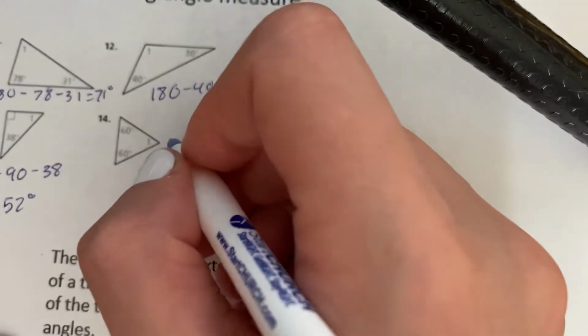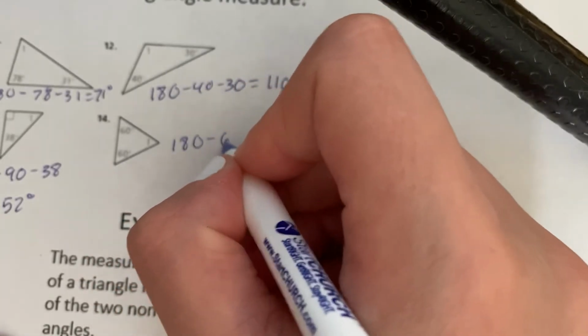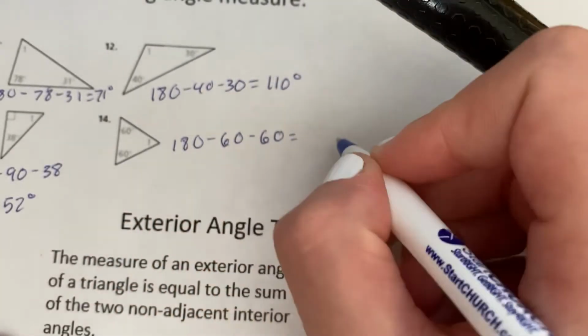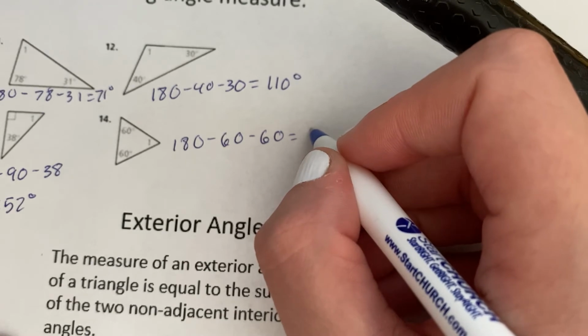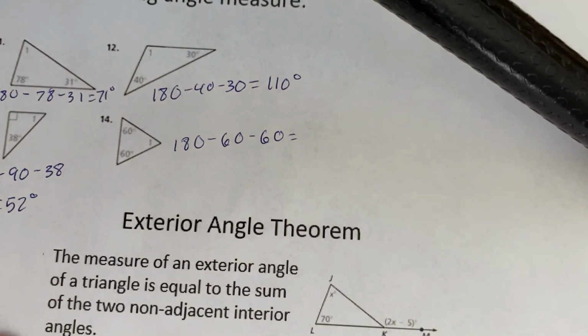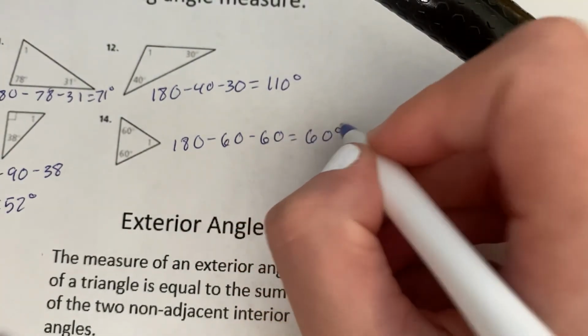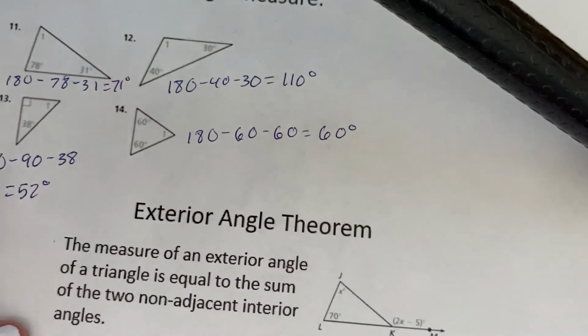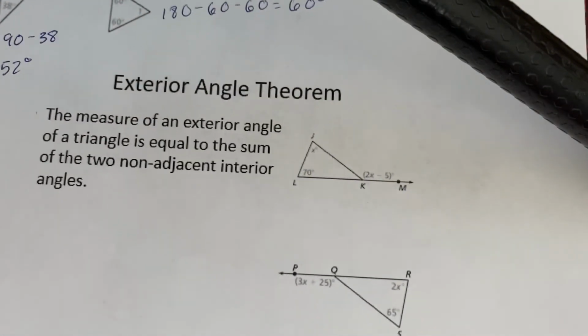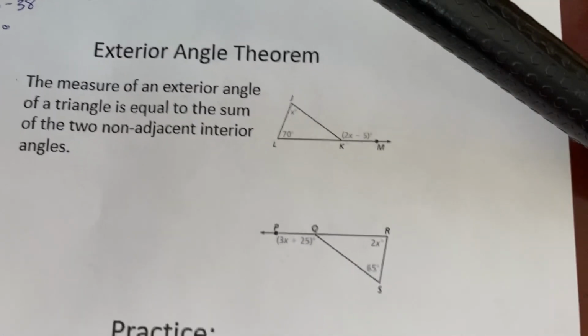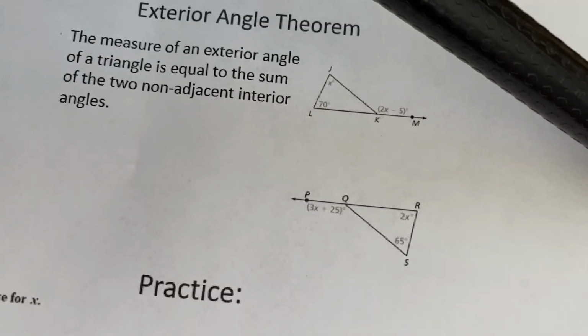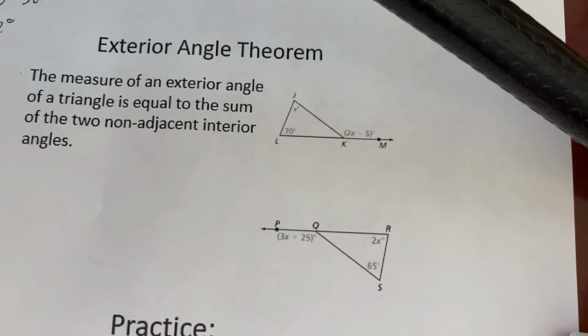All right, and then here we do 180 minus 60 minus 60, which is equal to 60. Oh, that's cool. This is an equiangular triangle. All right, so that's pretty much it. So with your triangle rules, all of your angles are equal to 180. So you can just do that.